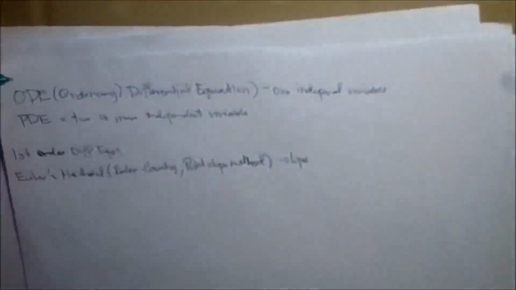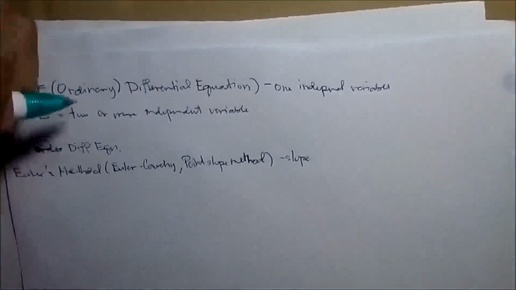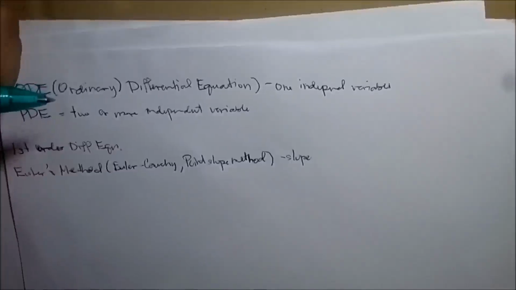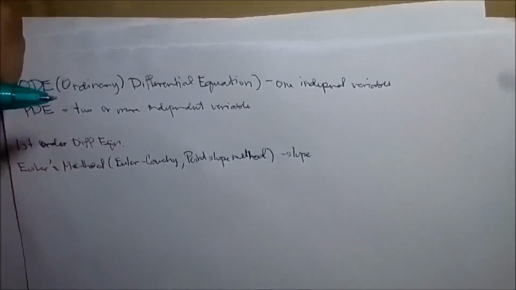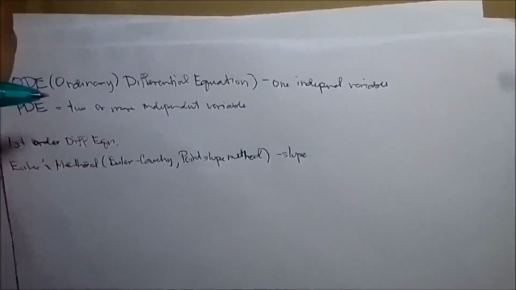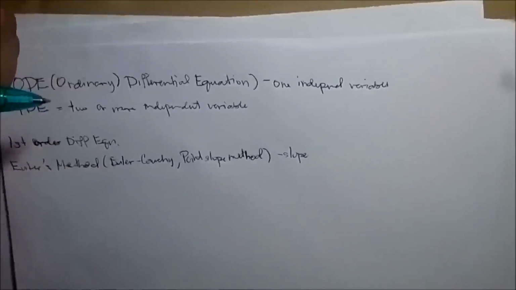Euler's method, also called Euler-Cauchy or the point slope method, uses the slope at the beginning of the interval as an approximation of the average slope over the whole interval.